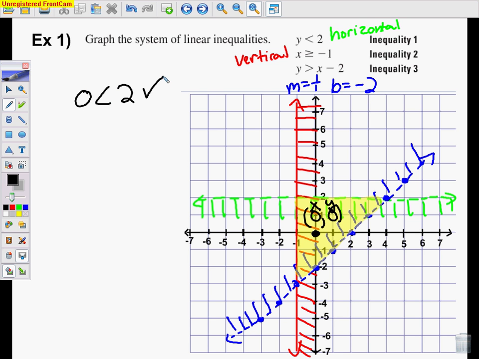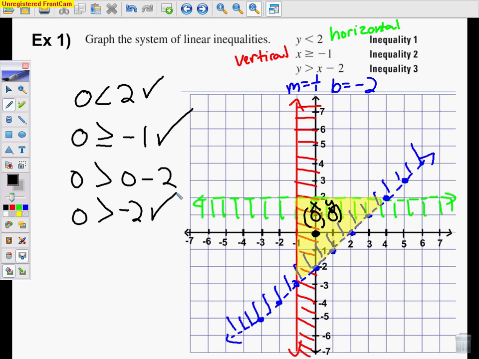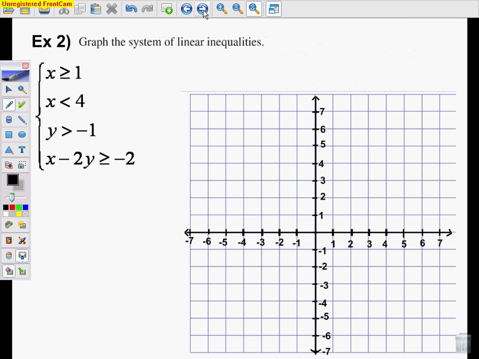When you plug it into the second inequality, you get 0 is greater than or equal to negative 1, which is also true. And when you plug it into inequality 3, you get 0 is greater than 0 minus 2. Well, if you simplify that, that's 0 is greater than negative 2, which is also true. So it works in all three inequalities, so you know that your region is graphed correctly. All right, let's move on.